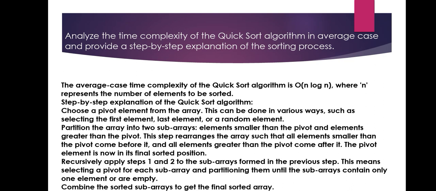Recursively apply step 1 and 2 to the subarrays formed in the previous step. This means selecting a pivot for each subarray and partitioning them until the subarrays contain only one element or are empty. Combine the sorted subarrays to get the final sorted array.